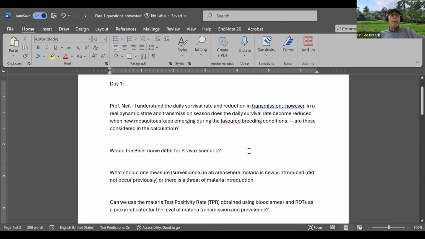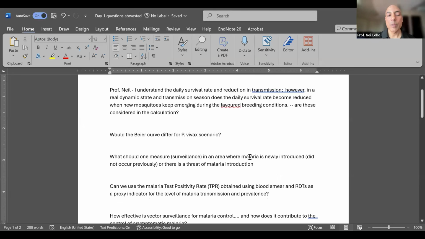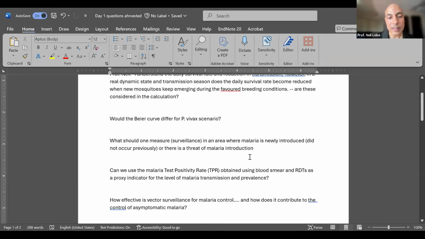Question 2, would the Bayer curve differ for P. vivax? So is it different for different Plasmodium species? Yeah, that's a great question. Thank you for that. So the Bayer curve was developed for Falciparum, right? In Africa. And I think it would change. So the Bayer curve for new cases for Vivax might not change, but since we can't tell the difference, it would probably change. Yes, you are right.